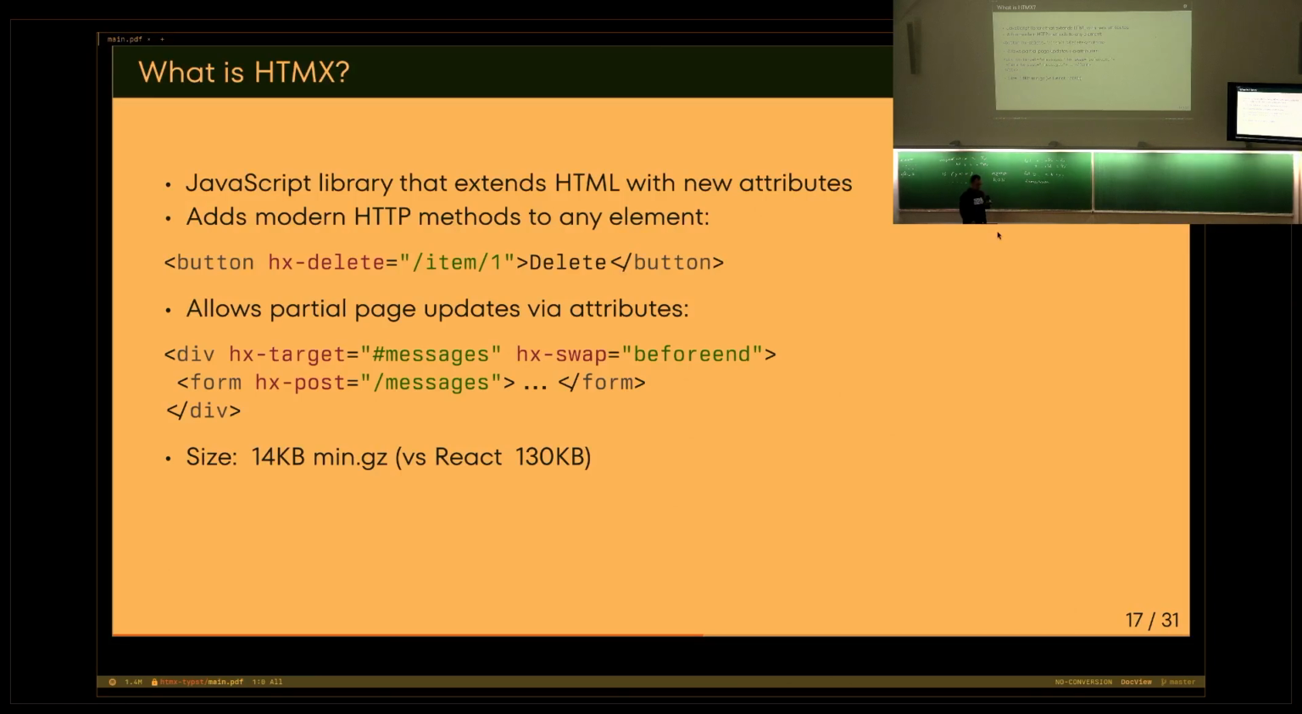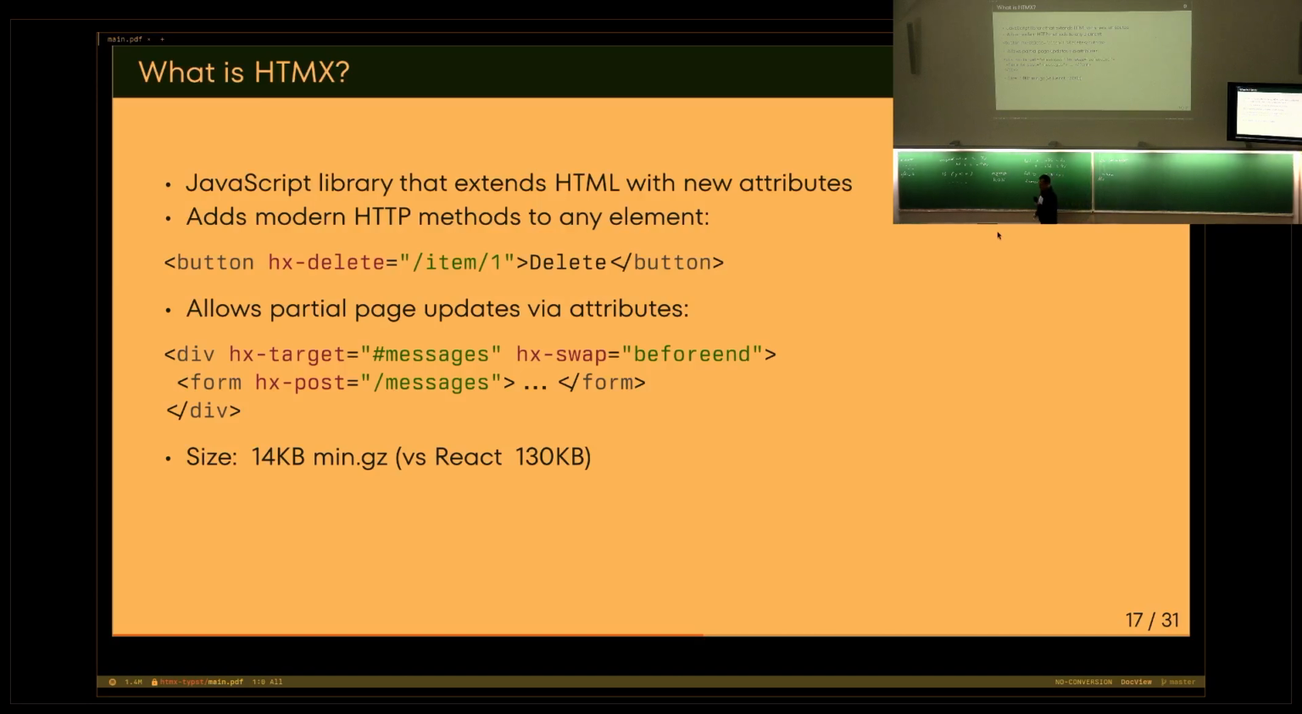Here I have a post on the form, and it will post to /messages, and whatever comes back, we will take the messages div and put it right before its closing tag. So if I had a div messages that ends somewhere here, and someone submits this form, then whatever new data I get will be added here.